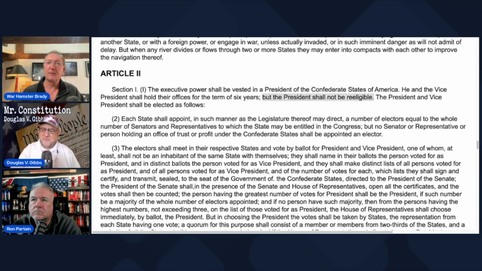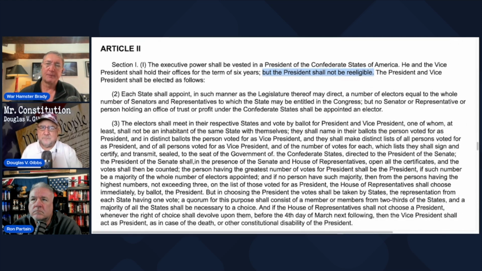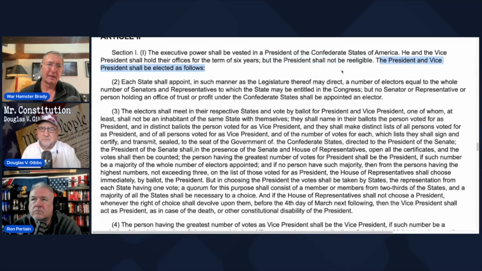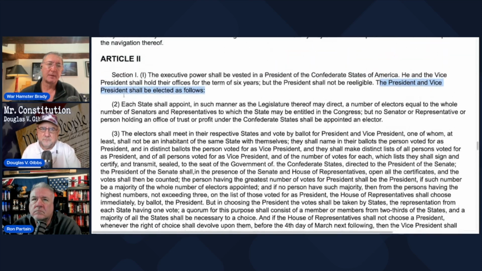All right, continuing on, the president and vice president shall be elected as follows. This is interesting. Each state shall appoint in such a manner as the legislature thereof may direct a number of electors equal to the whole number of senators and representatives to which the state may be entitled in Congress. Is that verbatim the same? Yes, that's Electoral College verbatim.